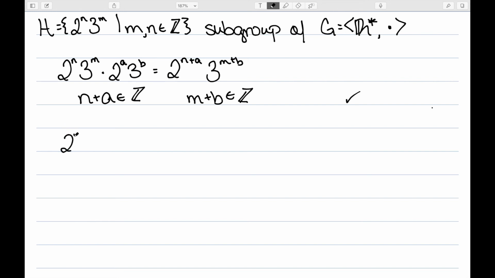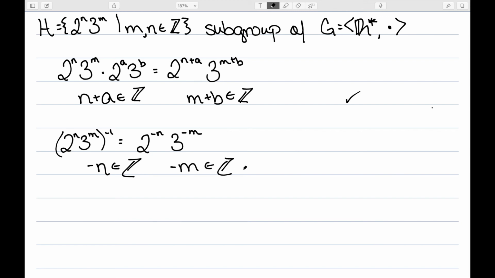What about inverses? 2 to the n, 3 to the m, inverse. Properties of exponents tell me this is 2 to the negative n, 3 to the negative m. Well, n is an integer, and changing the sign of n, it still will be an integer. Same thing with m. The negative of an integer is still an integer. So this is a subgroup since we're closed under the operation as well as inverses.